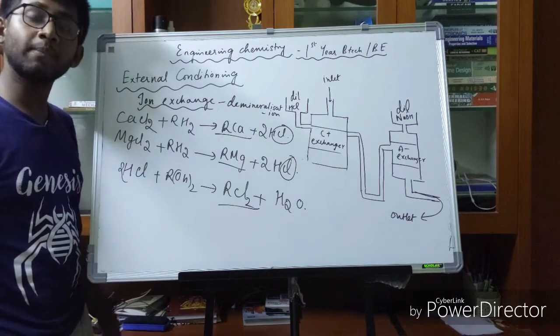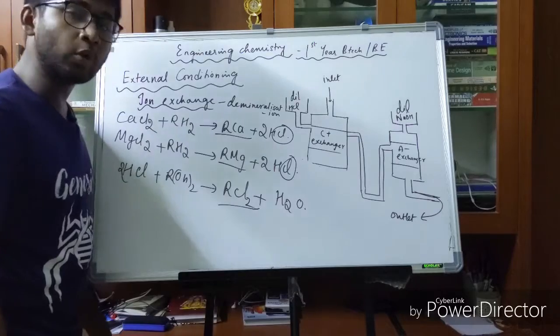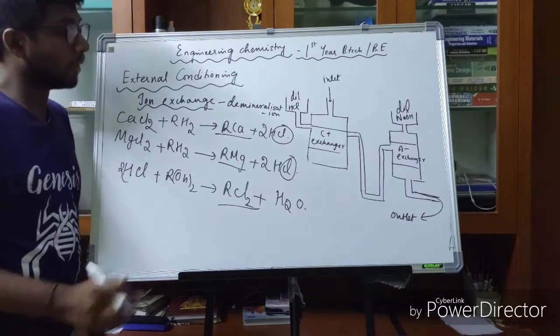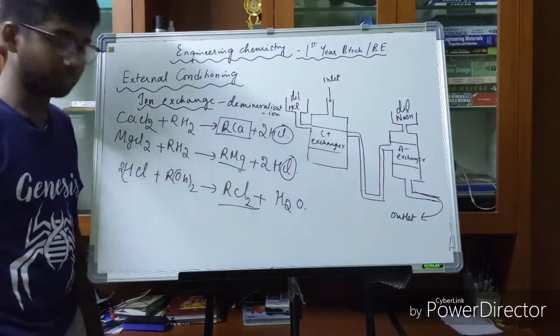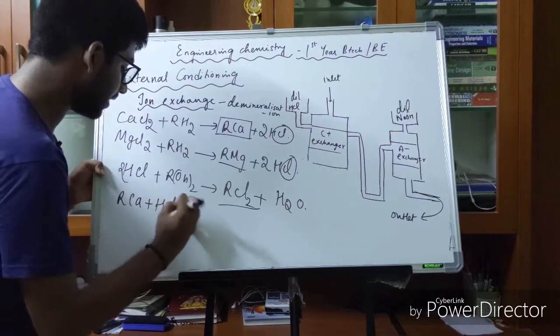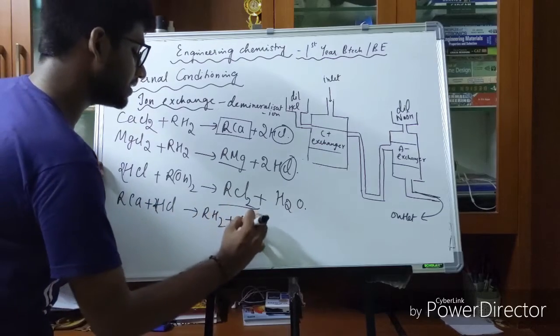Dilute HCl is used for the regeneration of the cation resin, and then dilute NaOH is used for the regeneration of the anion resins. Let's see how it's done. Initially, in the cation exchanger, RCa is formed. Now when RCa combines with HCl, you'll get RH2 plus CaCl2.